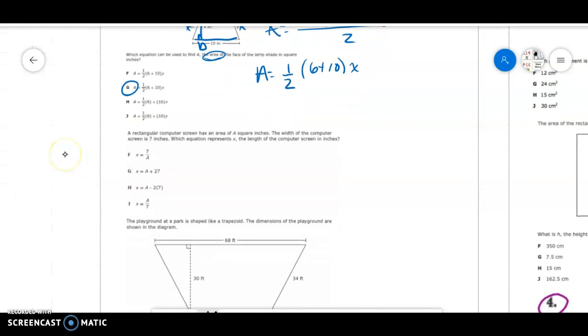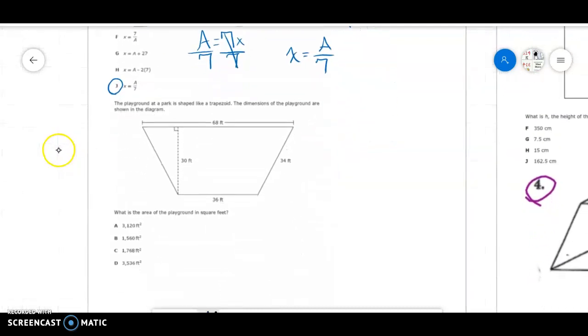The second one: a rectangular computer screen has an area of A square inches. The width is 7. What is the equation that represents the length? So if we have A equals, we know the area of a rectangle is base times height. They're using x for height, so we need to get x by itself. We're multiplying by 7, so the inverse is to divide by 7. So x is equal to A over 7, which was J.